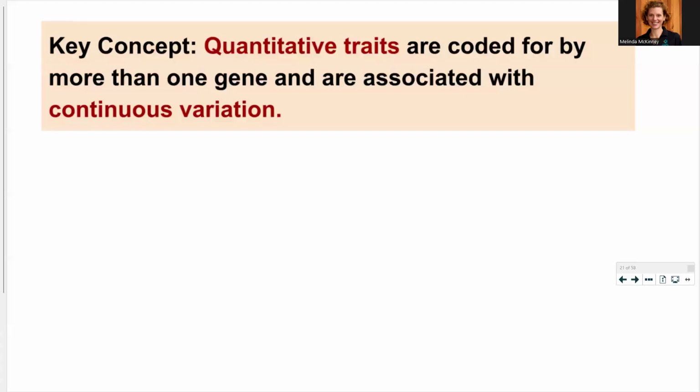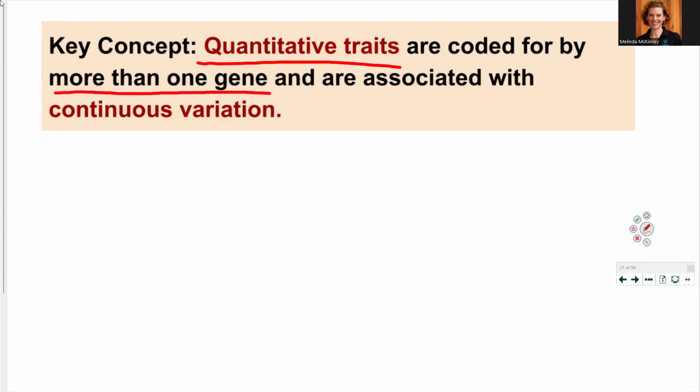Bio 181, Chapter 12 on genetics and inheritance. And we're talking about part 2 of non-Mendelian genetics. So these are things that are not pure dominant recessive. So quantitative traits, these are traits that are coded for by more than one gene.